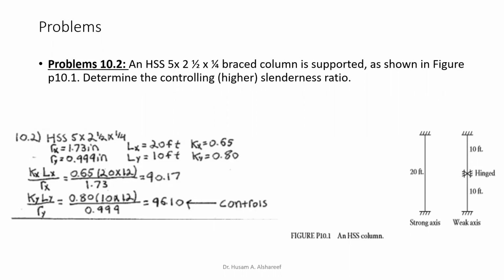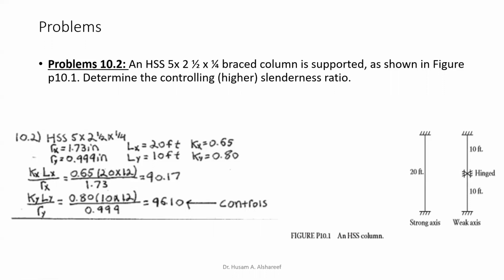The first column represents the shape type. If you go across to the x-axis, underneath it you find the r, and from the r you find the value, which is 1.73 inch. The Lx is given already, which is 20 feet, assuming the strong axis is the x-axis. And then K is 0.65. If you go to the K table from my previous lectures, you will find it's 0.65.